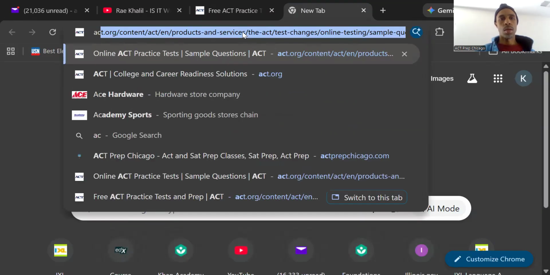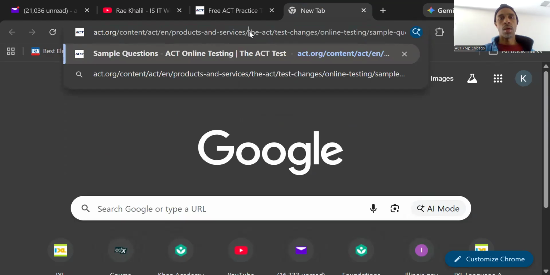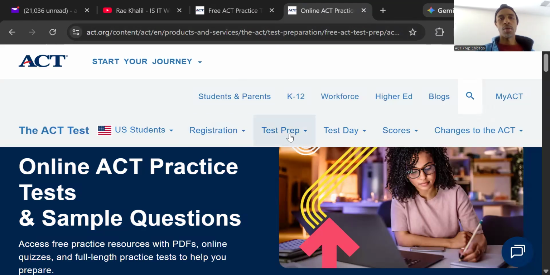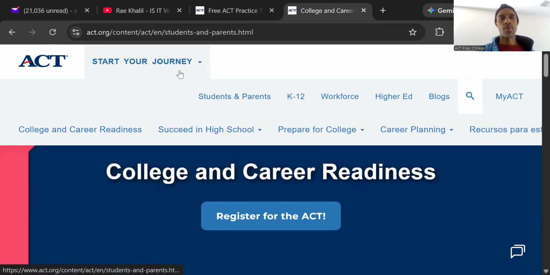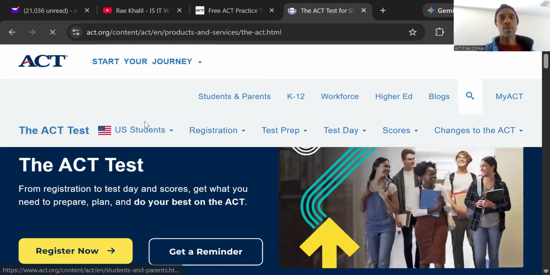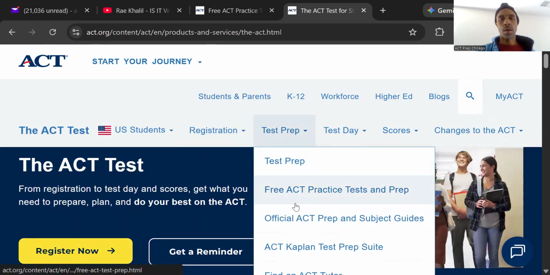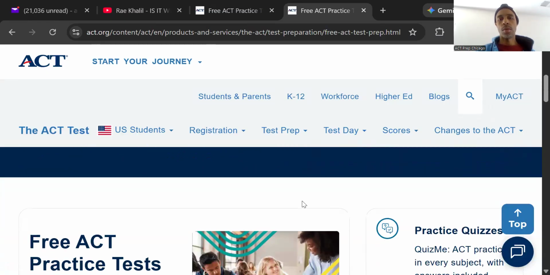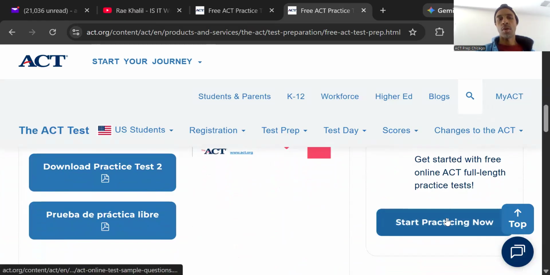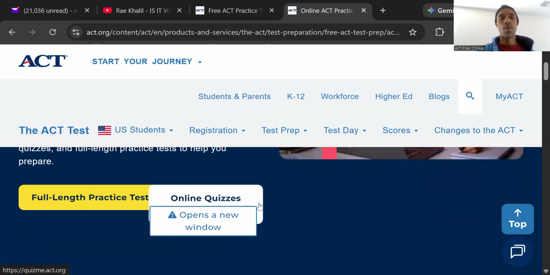So I already have it set up on my online practice test, but I'm going to go back to the original so you can see how I get to it. So again, you would start there. You would hit start your journey, take the ACT, test prep, free practice test. This is the online practice test is what we want. So start practicing now. Then we go to the online practice test.